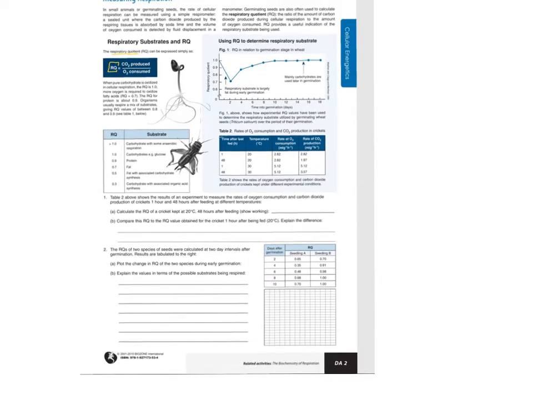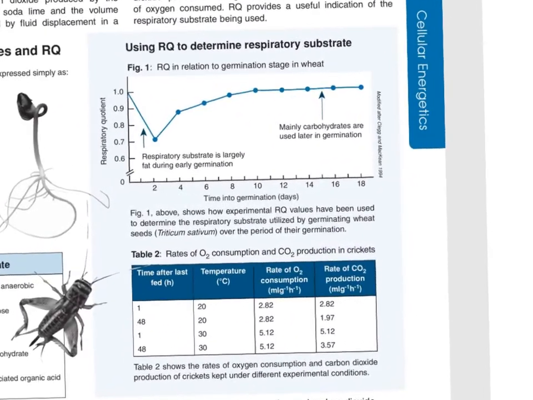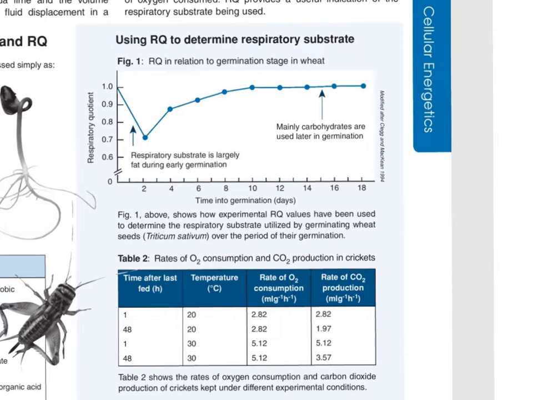By the way, we could use this information to determine what's being eaten, couldn't we? If we said, well, we got this RQ value, right? And it's about 1. What did that person eat?